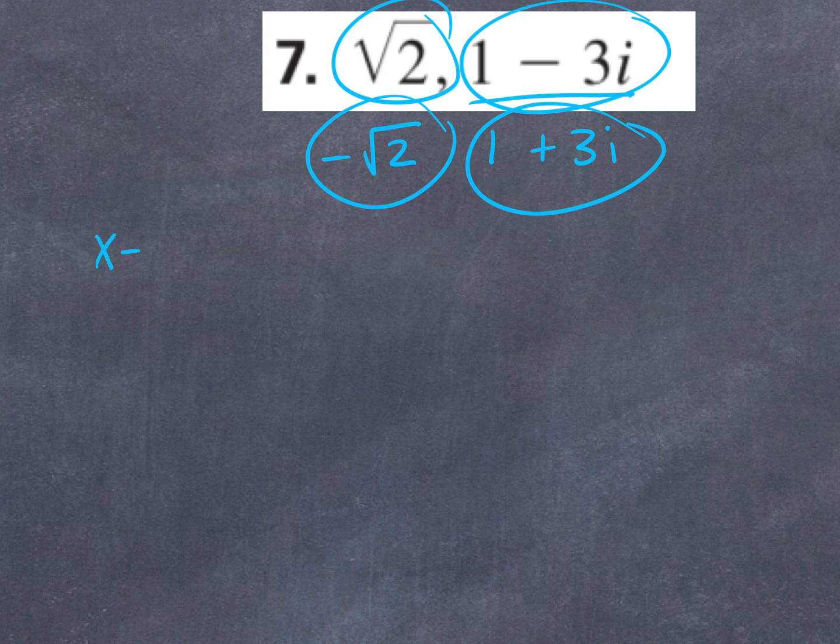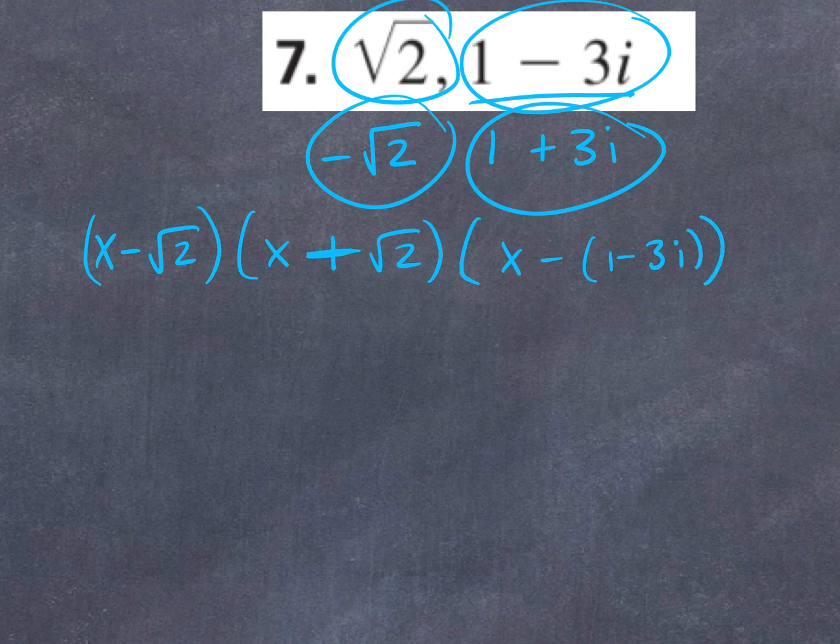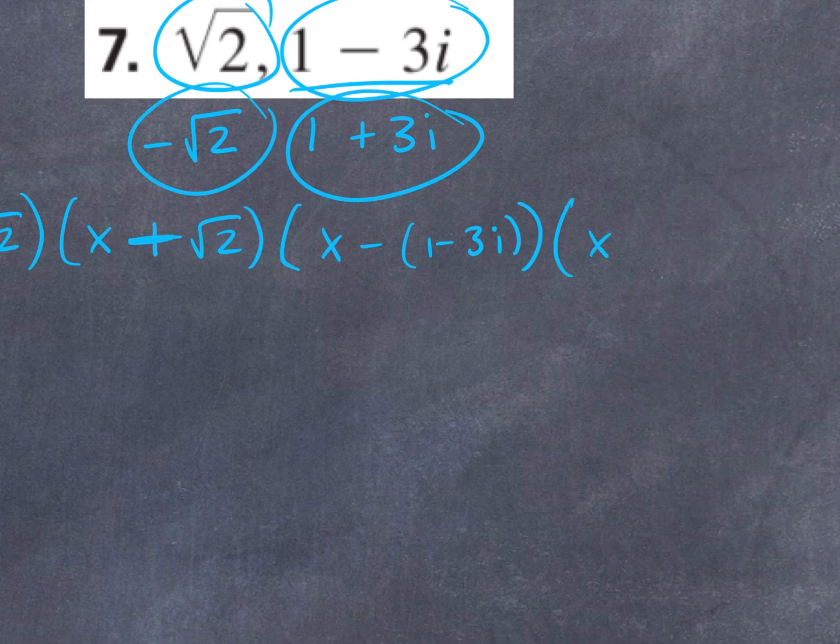So we have x minus square root 2. I'm going to write the pairs together. So x minus negative square root 2, which would turn into what? So x plus square root 2. Then I have x minus 1 minus 3i, and x minus 1 plus 3i.